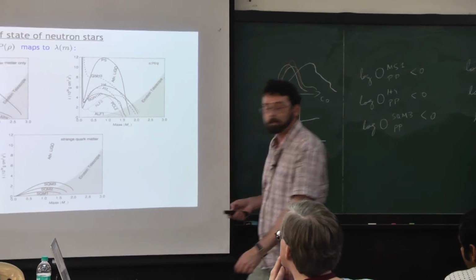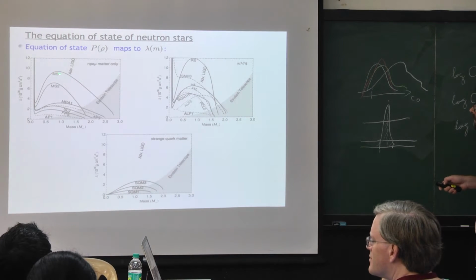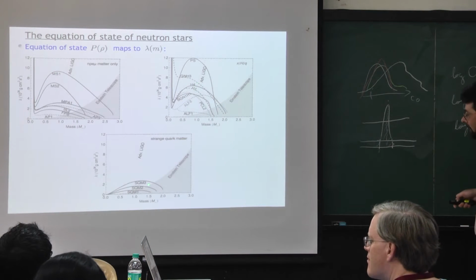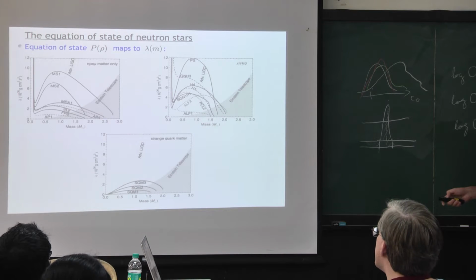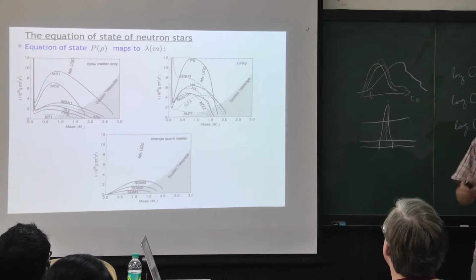So I showed these plots here, right? And actually the EOSs that I chose are here, MS1, here's H4, and here's SQM3. And the priors on the coefficients C0, C1, C2 were chosen flat, but in such a way that all of the EOSs in all 3 plots could be accommodated.